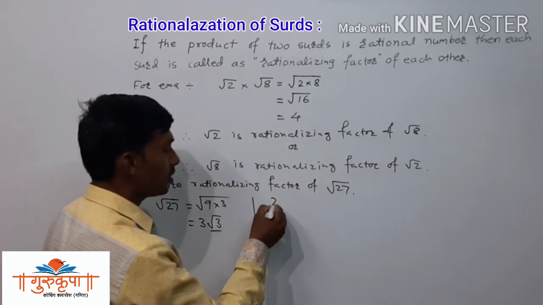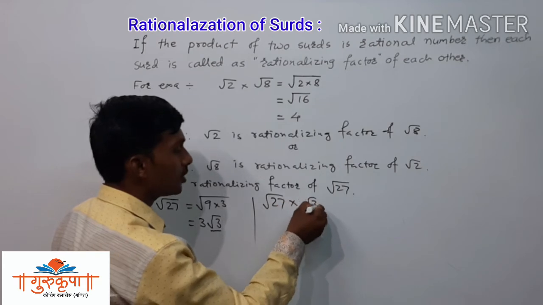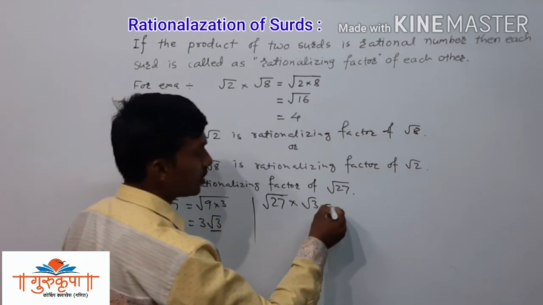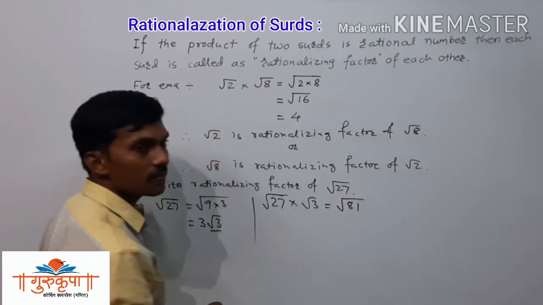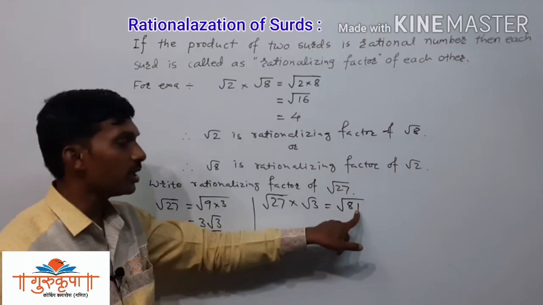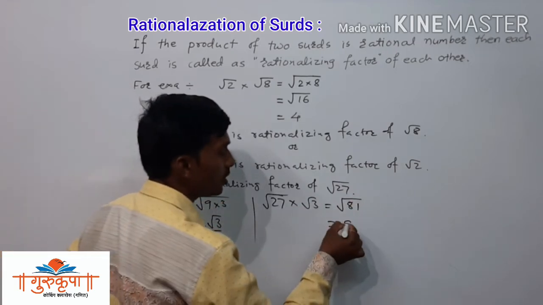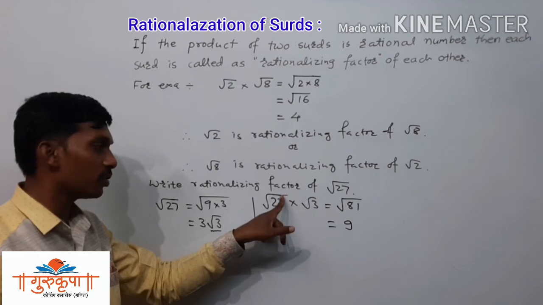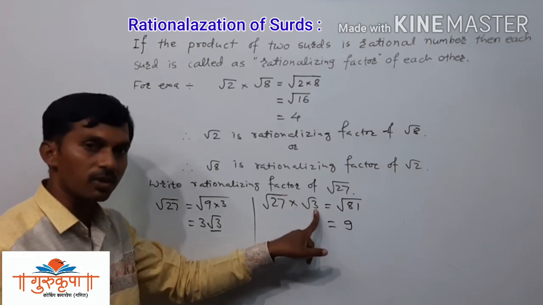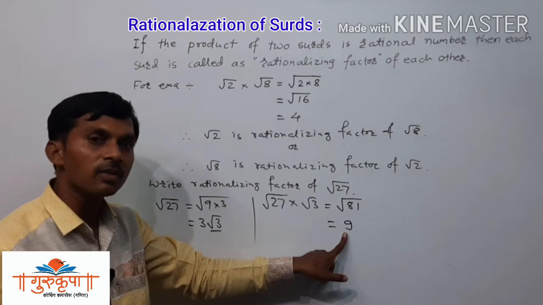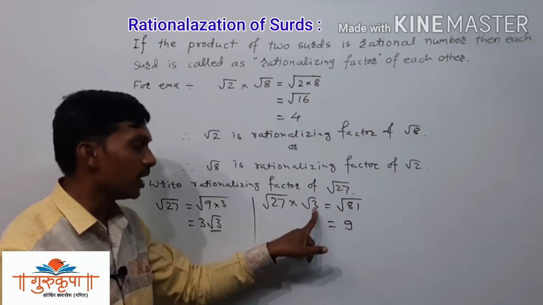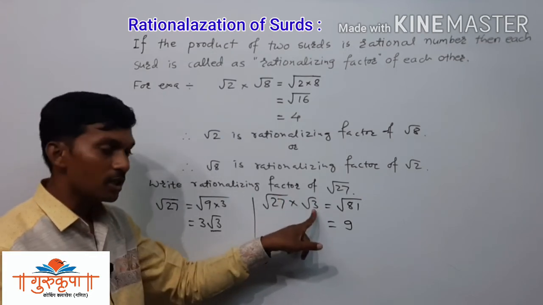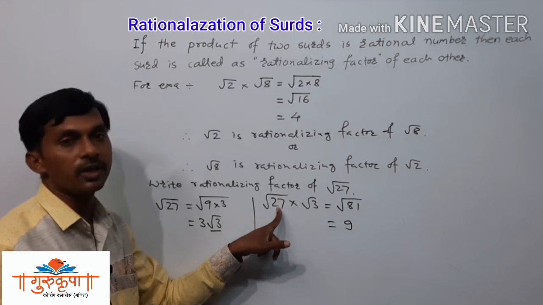Rationalizing factor of square root of 27 is √3. Look at the product here, √27 multiplied by √3. The product is √81. 27 into 3 is 81, and square root of 81 is 9. So if we multiply square root of 27 by the square root of 3, we get the product as rational number. So here you can say that √3 is the simplest rationalizing factor of √27.